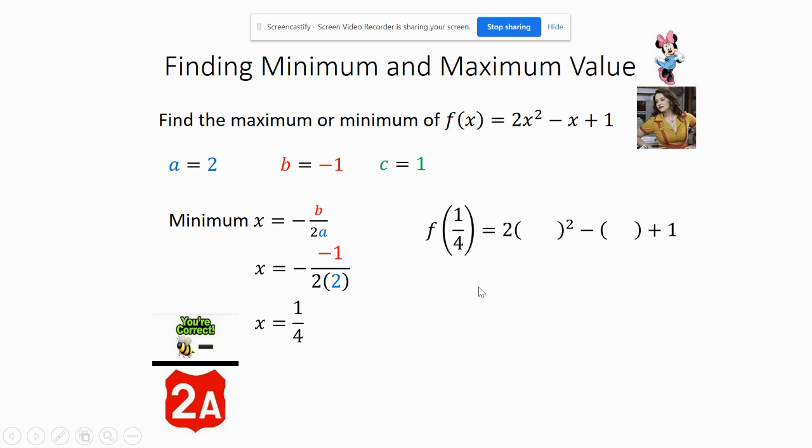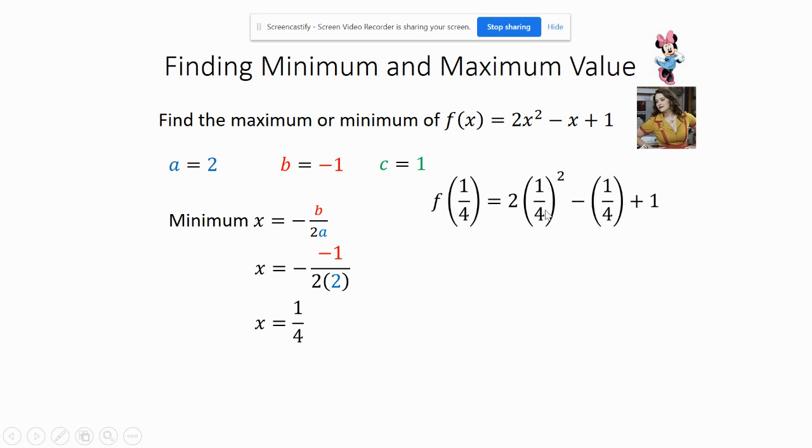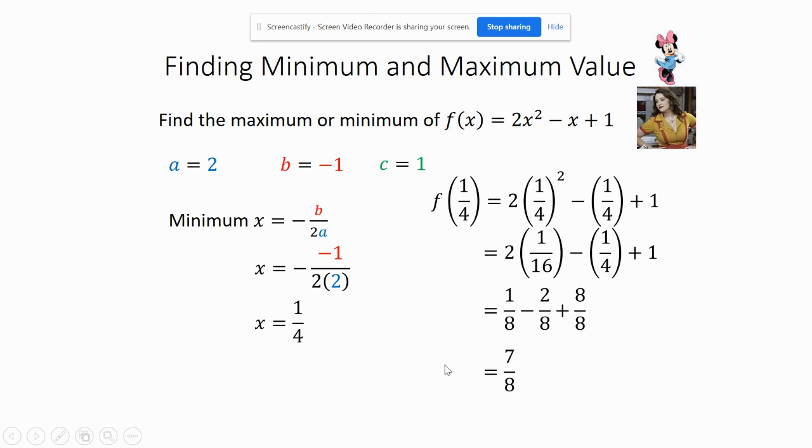If I want to find the y value, just plug it in. So go back up here to this equation and plug in the 1/4 for your x. If I take 1/4 and square it, which is 1/16, minus 1/4 plus 1, I take 2 times the 1/16, which is 2/16 or 1/8. I converted the 1/4 to 2/8 and the 1 to 8/8, so I had a common denominator. 1 minus 2 plus 8 turns out to be 7/8.